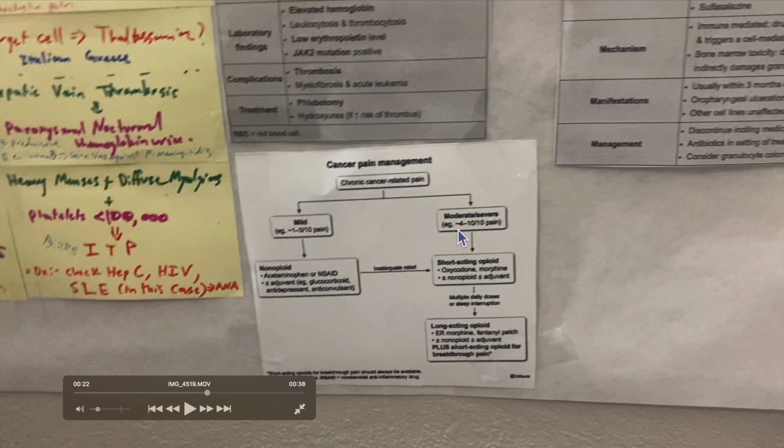So moderate or severe, that is a pain level anywhere from 4 to 10 out of 10. Okay, this one was between 1 to 3 out of 10. So for that, oxycodone, morphine, again with non-opioid or adjuvants. Multiple daily doses or sleep interruptions, then you go to long-acting opioids. These are your ER morphine, ER is extended release morphine, fentanyl patch, with or without non-opioid and adjuvants, plus short-acting opioid for breakthrough pain.